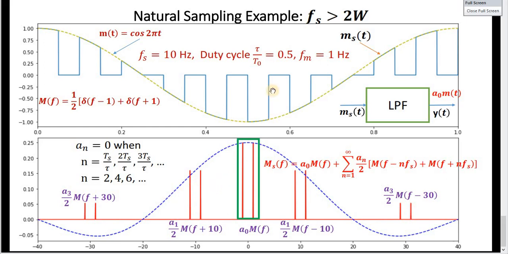Now we observe that our sampling frequency is 10. The message bandwidth is 1 hertz, so the sampling frequency is much higher than the Nyquist rate. The Nyquist rate, of course, is just 2, which is twice the message bandwidth. We're sampling at a rate of 10 samples per second. As we can see, this term at the origin is far apart from the term at 10, meaning that if we pass this sampled signal into a low-pass filter, then the output y of t will be proportional to the message m of t, which is cosine 2 pi t. So we can, in this case, recover the message m of t without any distortion.